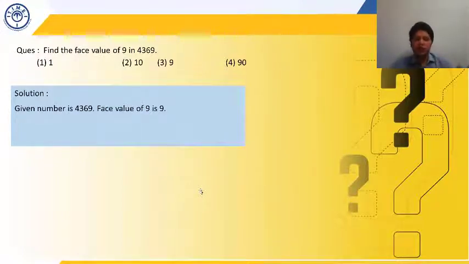There are two concepts, face value and place value. Place value is something else which we will discuss in the subsequent question. Here only face value is asked. Face value is going to be that digit only. So if I ask you what is the face value of 3 in 4369, the answer is 3 only. I hope it is clear. And what is the face value of 9 here? The face value of 9 is going to be 9 only. So the answer is 9, choice 3. Just a mere fact, which if you know, then you can answer the question.